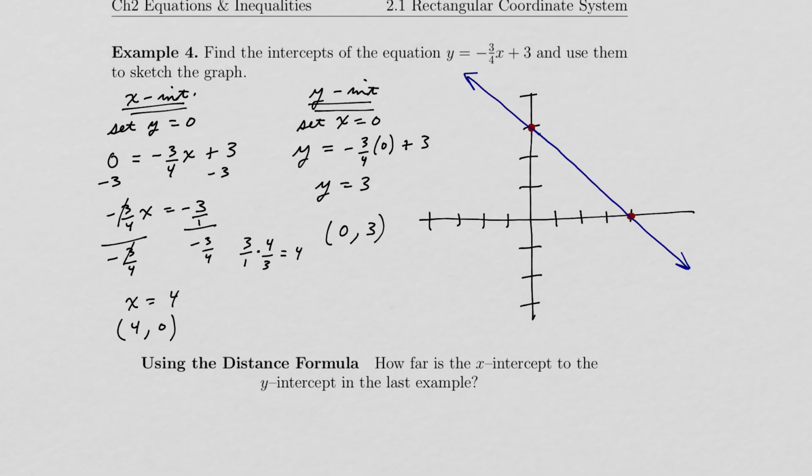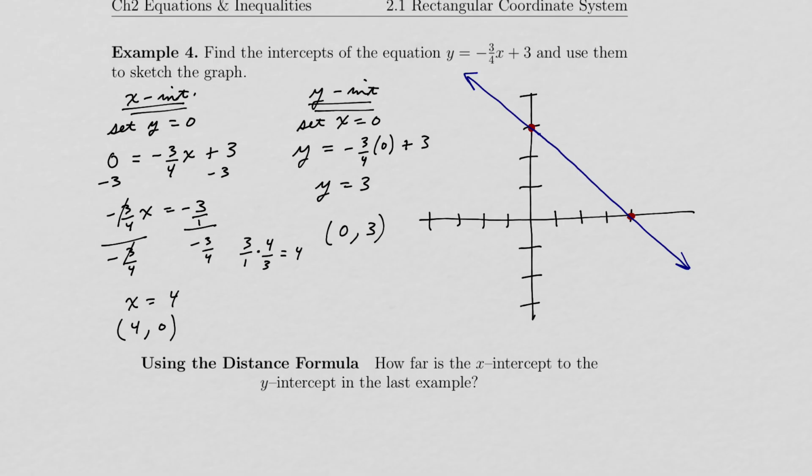Okay, so again, as a review, to find the x-intercept, you always set y equal to 0 and solve for x. To find the y-intercept, you do the opposite. You set x equal to 0 and you solve for y.